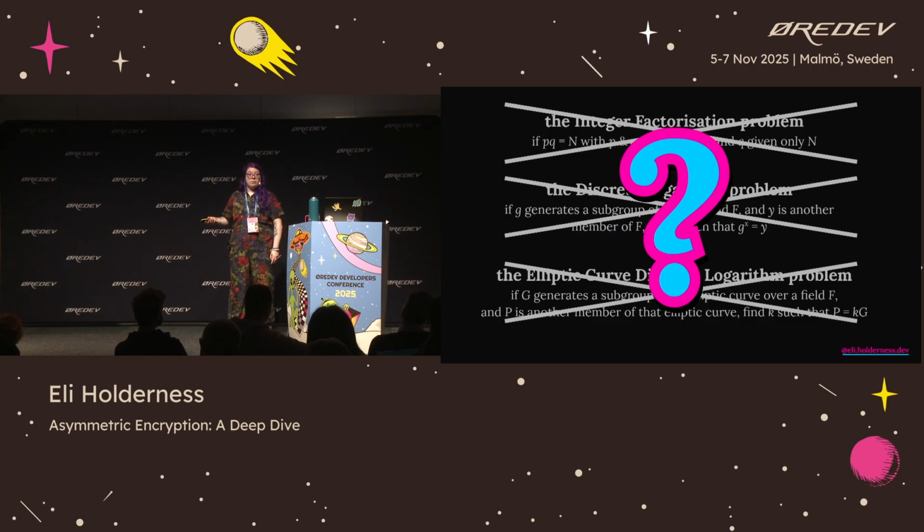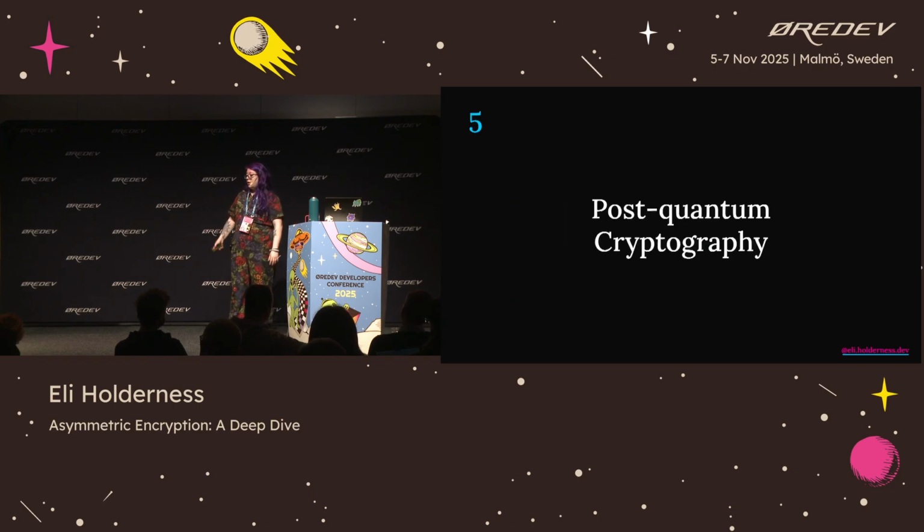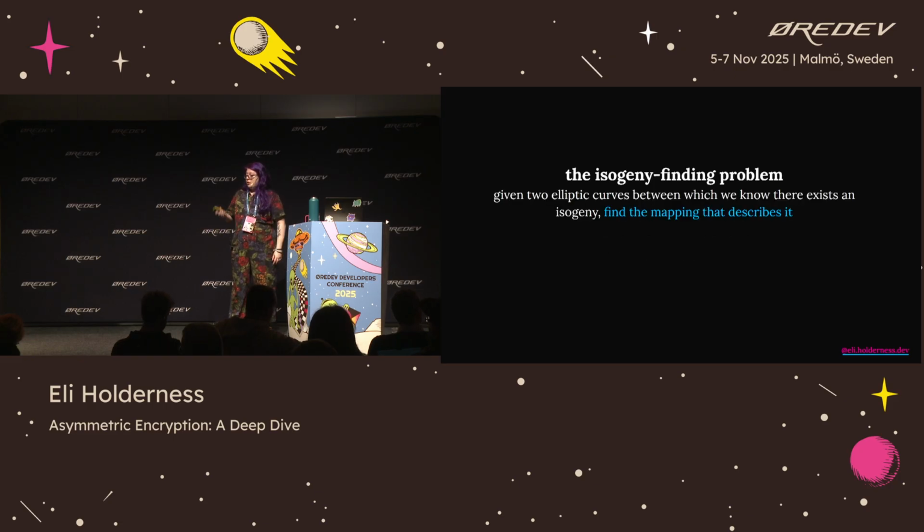There are other hard math problems out there that, so far as we know, are not vulnerable to any known quantum attacks. So what if we tried to build crypto systems based on those hard maths problems? And that's what people have been doing. This is post-quantum cryptography. So there's something called the isogeny finding problem.